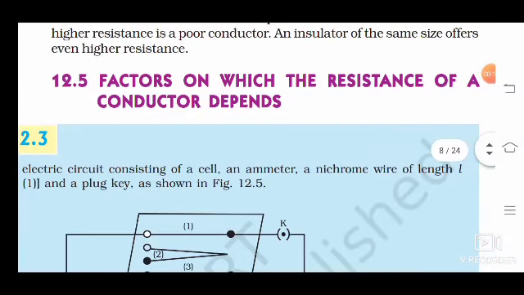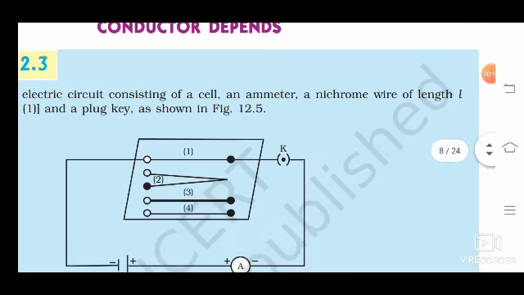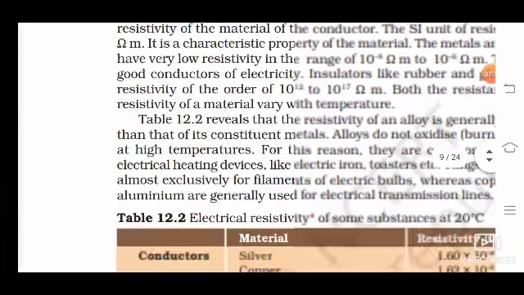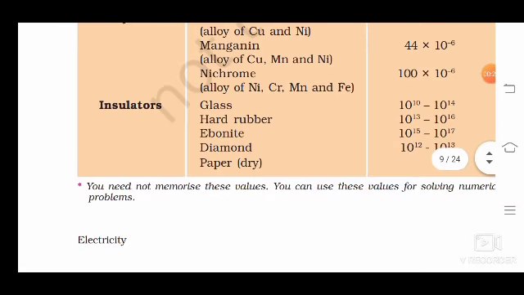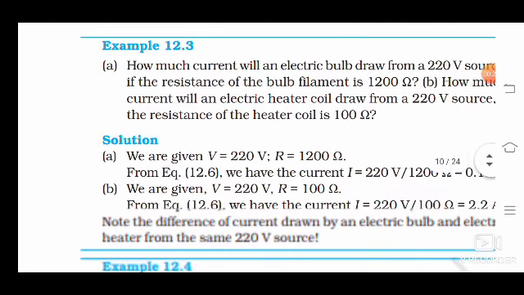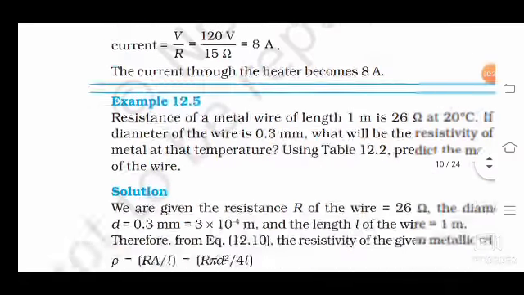Now this topic is not there, factors on which the resistance of a conductor depends, that is in the PDF. So right now we will not go through it. Now we will go for the next. This all previously it is to be learned, but now not there. On the base of that, questions are also gone.